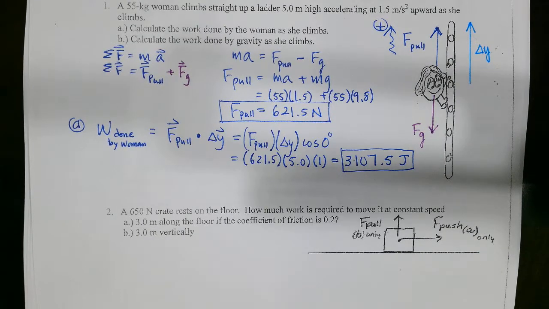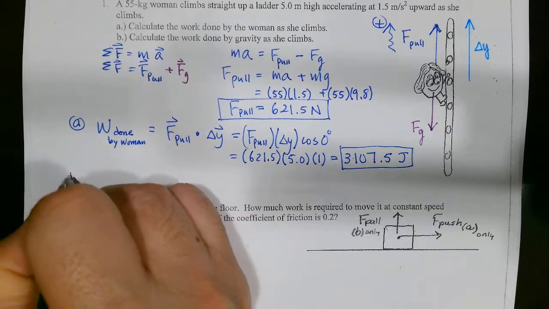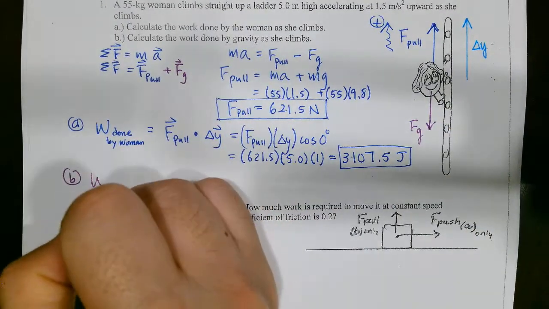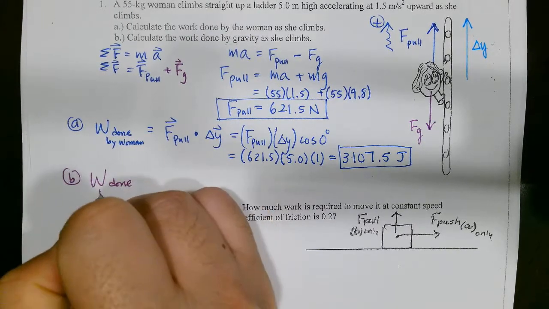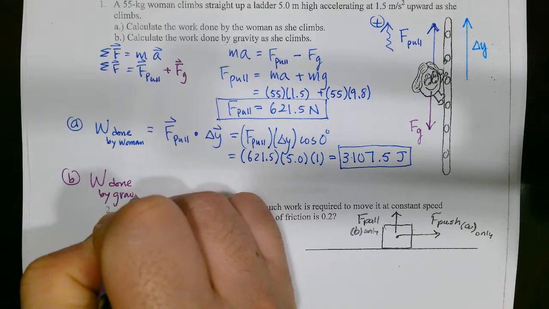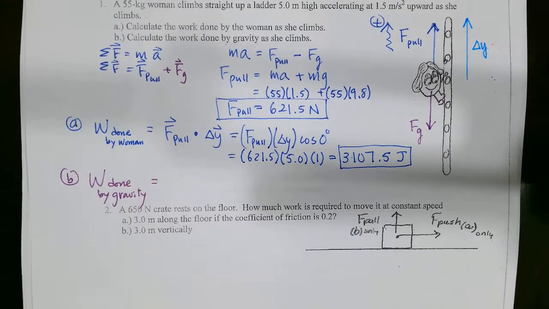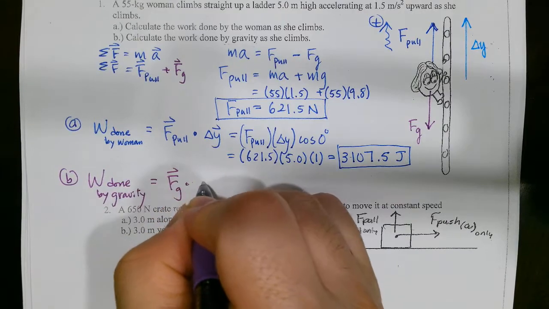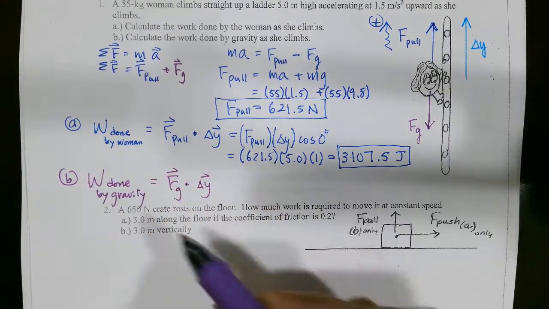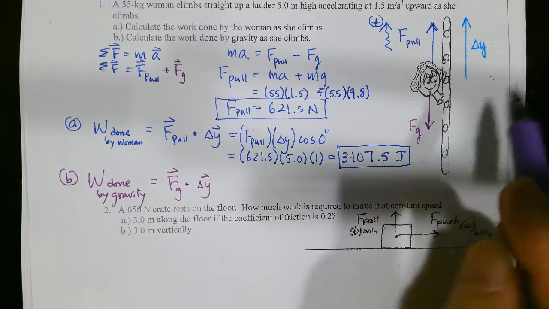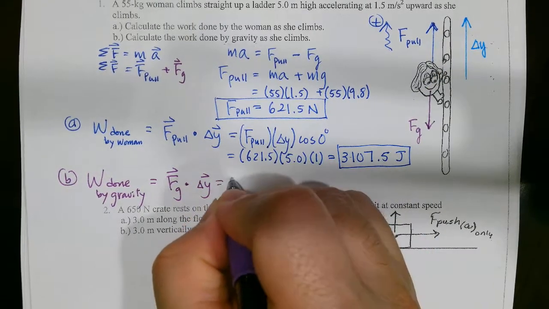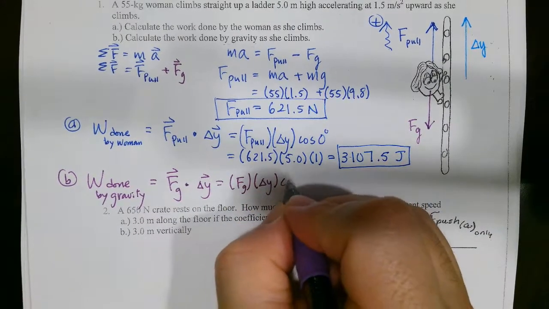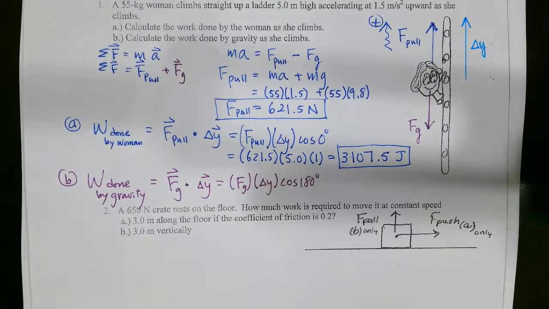All right, what about part B? Part B asks, calculate the work done by gravity as she climbs. So work done by gravity is equal to Fg dot delta y. Now Fg is pointing down, delta y is pointing up. So it's really Fg times delta y times cosine of 180 degrees.